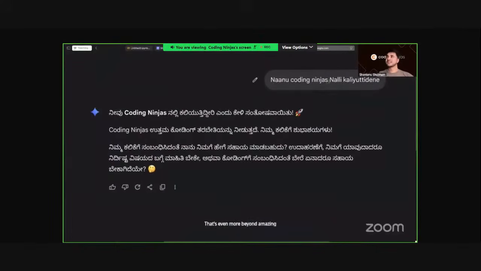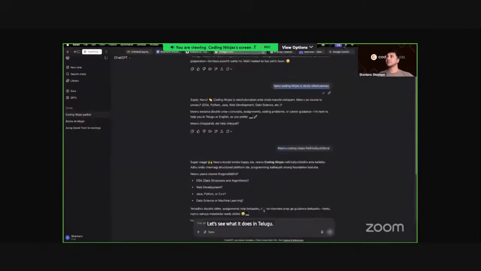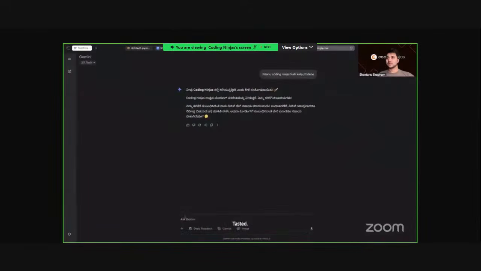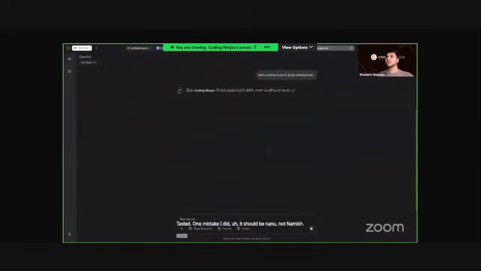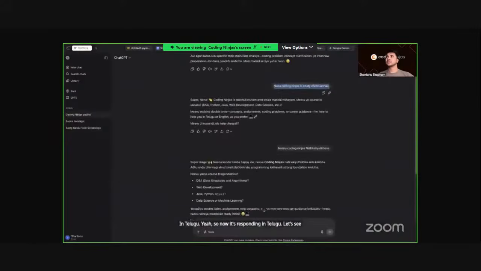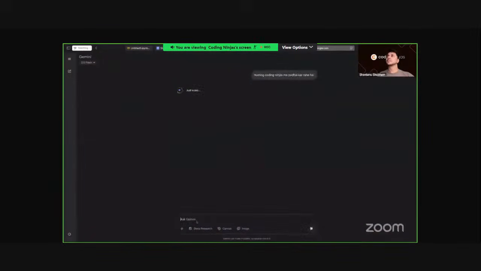First, it understood that what I'm trying to say is in Kannada, and then it's responding to me in the Kannada alphabet. But what if I don't know how to read the Kannada alphabet, which I do, but anyway, let's see what it does in Telugu. If I copy and paste it, one mistake I made, it should be Nenu, not Nanu, in Telugu. Now it's responding in Telugu. Let's see what it does in Hindi. It responds in Hindi.